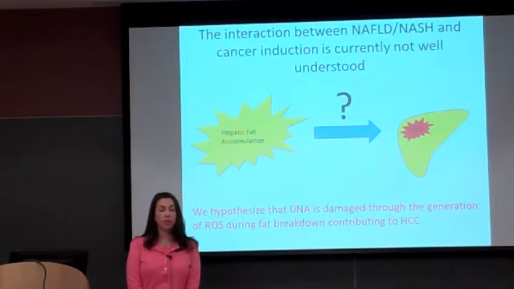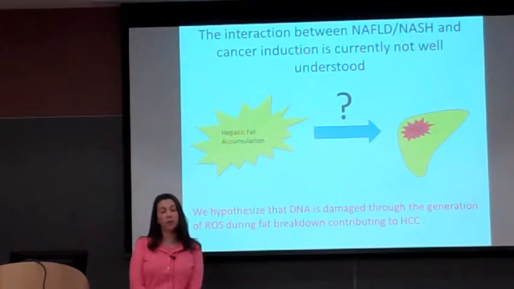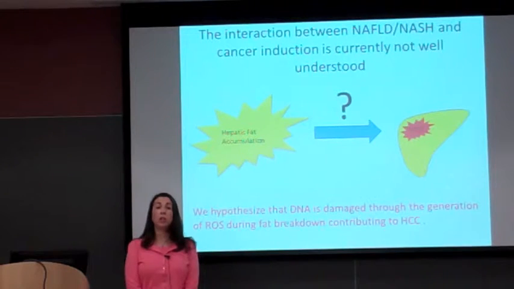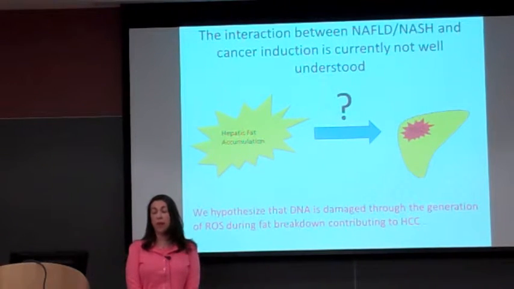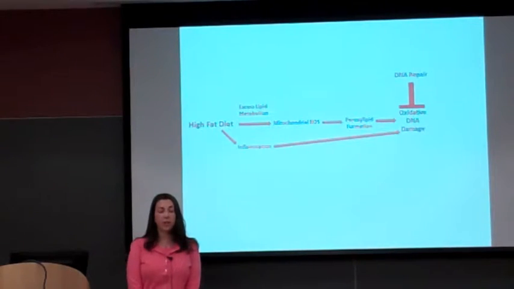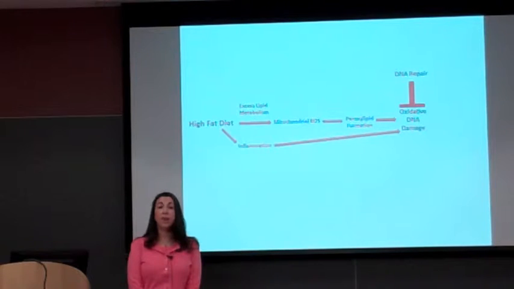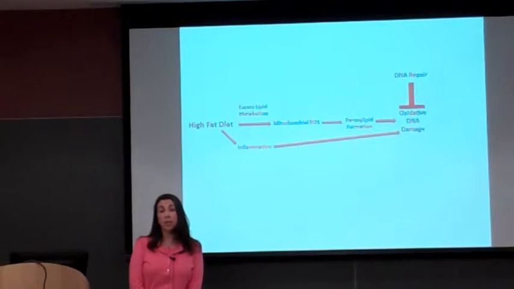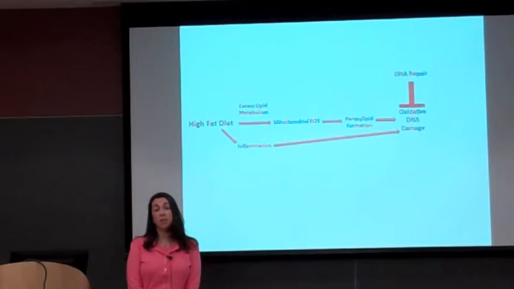We hope to establish an animal model capable of evaluating the interaction between fat accumulation in the liver and hepatic cancer. We hypothesize that DNA is damaged through the generation of reactive oxygen species during fat breakdown, contributing to hepatocellular carcinoma. More specifically, excess free fatty acids from a high-fat diet are metabolized, leading to excess free radical release. This damages mitochondria and hepatocytes, and the radicals react with lipids to form highly toxic peroxylipids. This, in combination with inflammation, causes oxidative DNA damage.